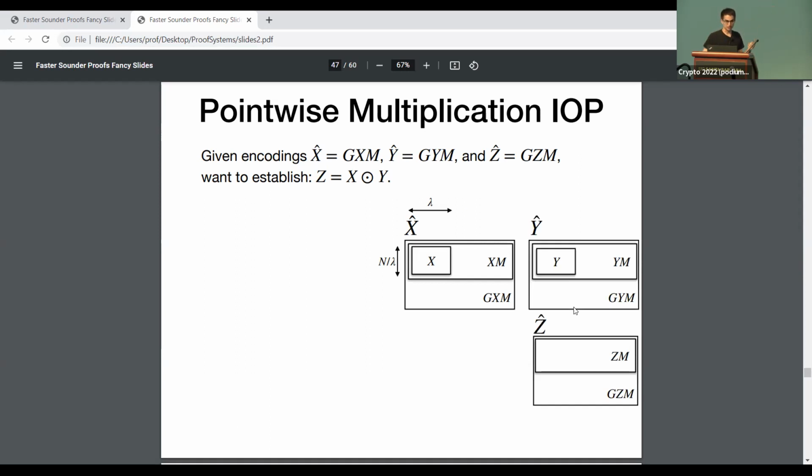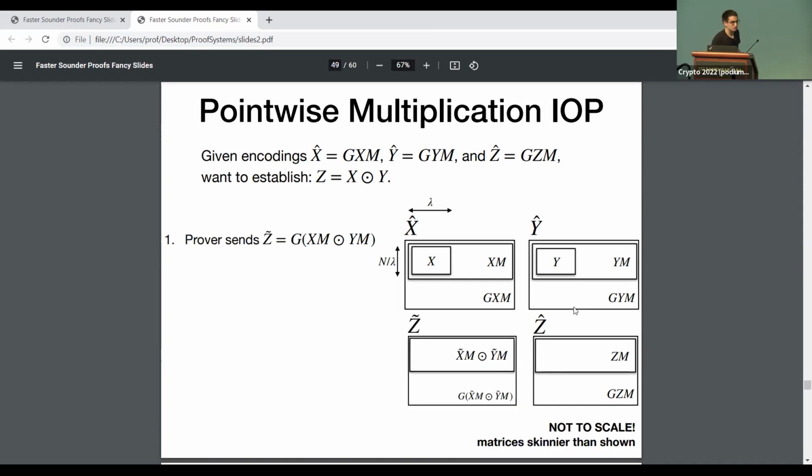And now we want to get to work proving that Z is, yeah, there should be a little box that says Z in the same position. We want to prove that Z is the pointwise product of X and Y. So the first thing that we'll have the prover do is send a matrix that's halfway between, so almost what Z hat should be. They take the top half and do the pointwise products of X hat and Y hat, and then do a column-wise encoding with this RR22 code.